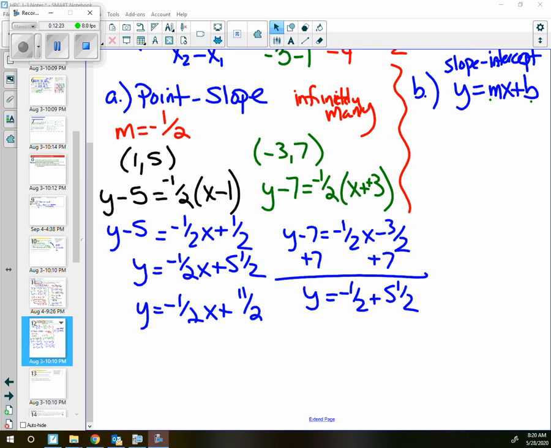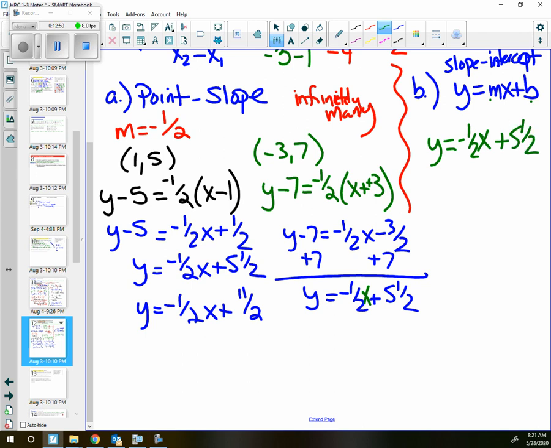All right, so what we want to check now is, did we get the same thing? So I solved for y in both of these, and I got the exact same thing. So my point-slope form, no matter what point I start with, when I solve for y, I ended up with the same thing. And you could write it 5.5 or 11/2. Just be careful on your arithmetic there. So y = -1/2 x. Oops, forgot my x there. And then plus 5.5, however you want to write that.